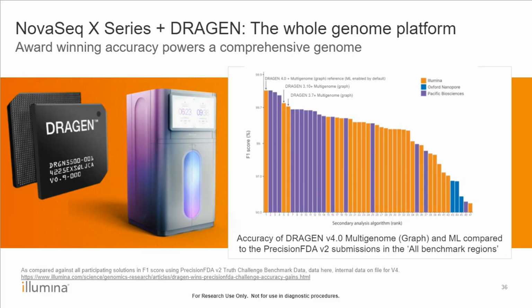Illumina has been innovating on our analysis pipelines continuously over the years, and we continue to do so to enable us to provide highly accurate results. The plot here on the right shows the improvements in Dragon that allow for a comprehensive coverage of the genome with an overall accuracy of 99.83% for small variant calling, and that's based on the PrecisionFDA V2 Truth Challenge benchmarking data. And that same Dragon with award-winning accuracy is available onboard the NovaSeq X series.